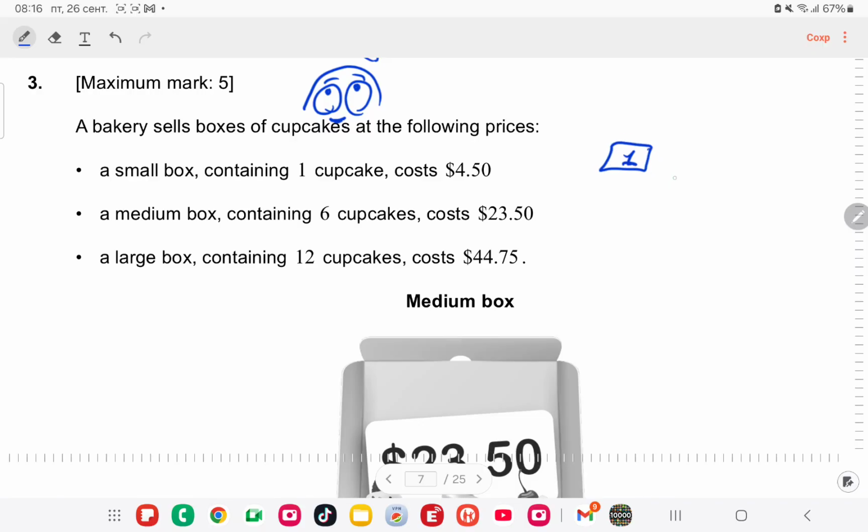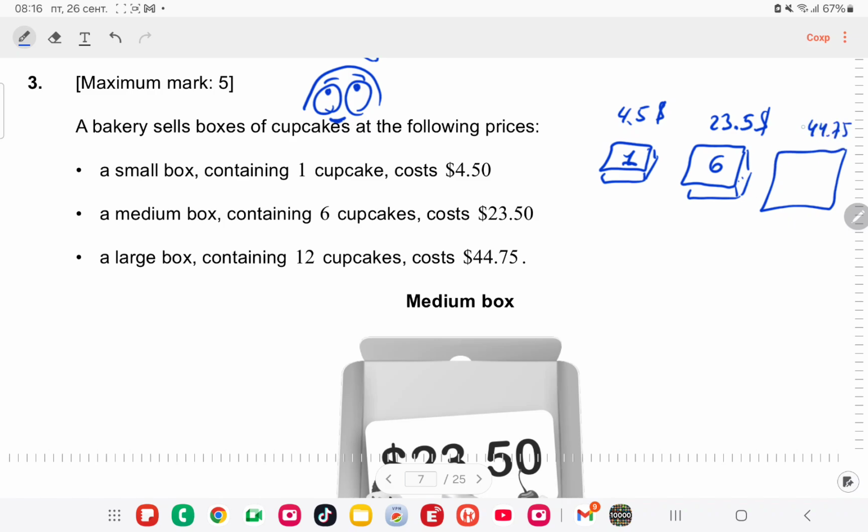Let me draw. It's one box with one cupcake, and the cost is $4.5. Now the next, medium boxes. Let me make it a bit bigger. Medium boxes contain six cupcakes, and the total amount of money for these is $23.5. And the big box costs $44.75, and the number of cupcakes inside is 12.